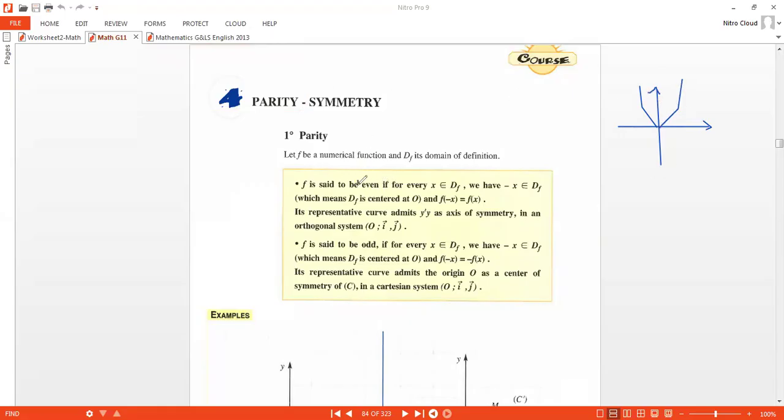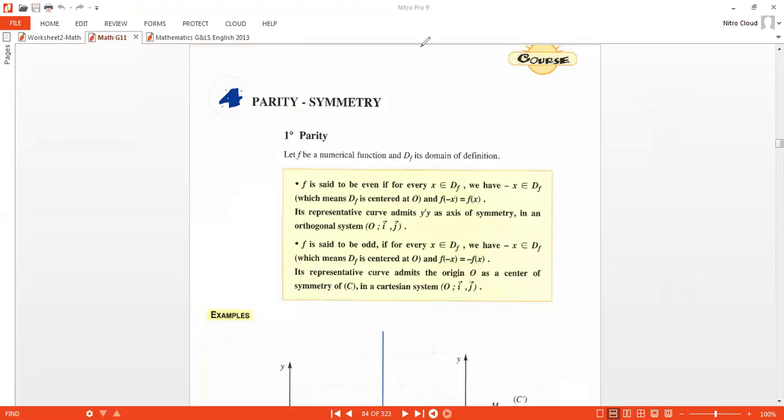So again, if a function is even, then we have f of minus x equals f of x, and it admits the y-axis as an axis of symmetry. Also, if we have an odd function, then f of minus x equals minus f of x, and it admits the origin O as a center of symmetry. So if you have here a function, and it's an odd function, then you can continue the figure in this way. So it has O as a center of symmetry.